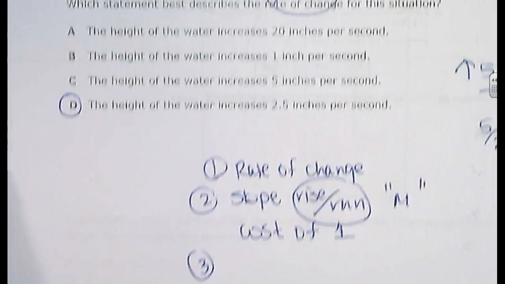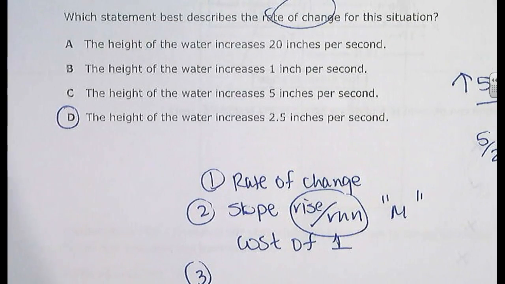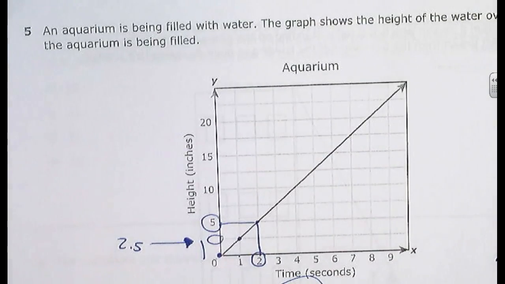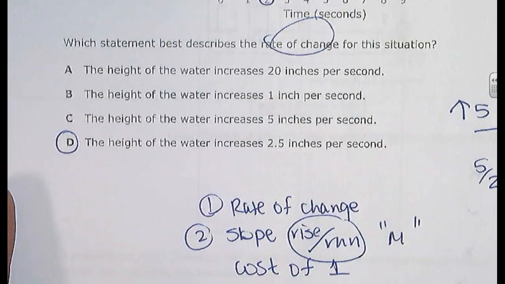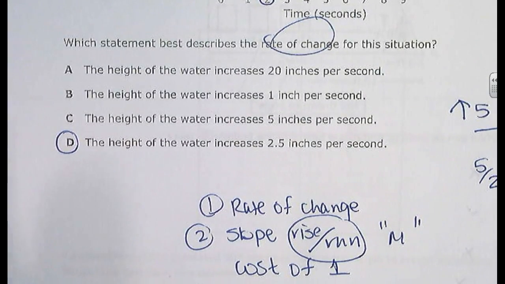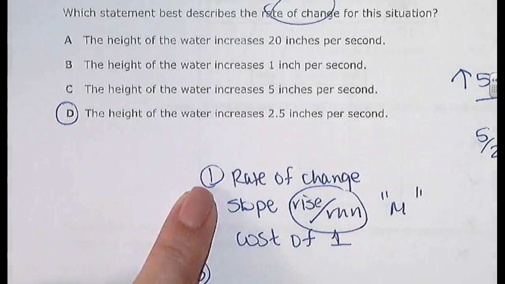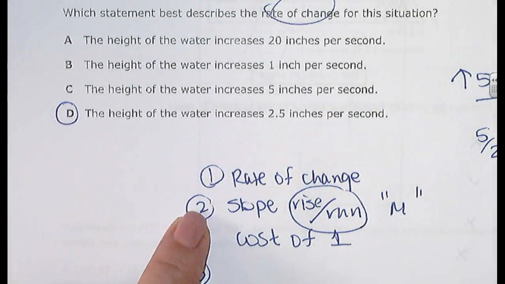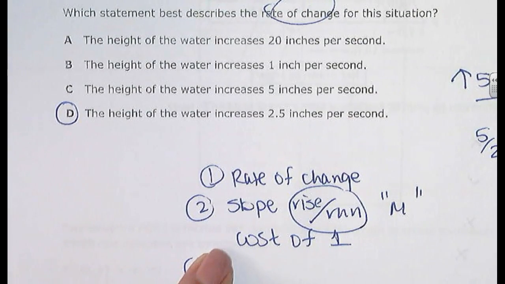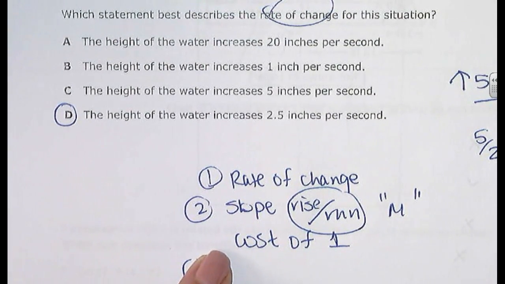Next question. Question 3, you've got a graph talking about an aquarium filled with water. The graph below shows the height of the table, and I'm going to scoot back. There's your graph. So if you're asked to find rate of change, and I circled it, so my number 1 is going to be rate of change. I know rate of change means slope. Slope means rise over run, or M, or cost of 1, or y equals mx plus b. True, but that's the M part. And I need to solve.